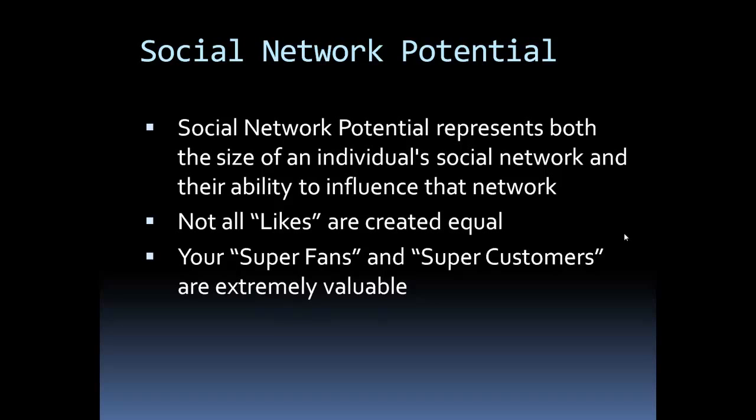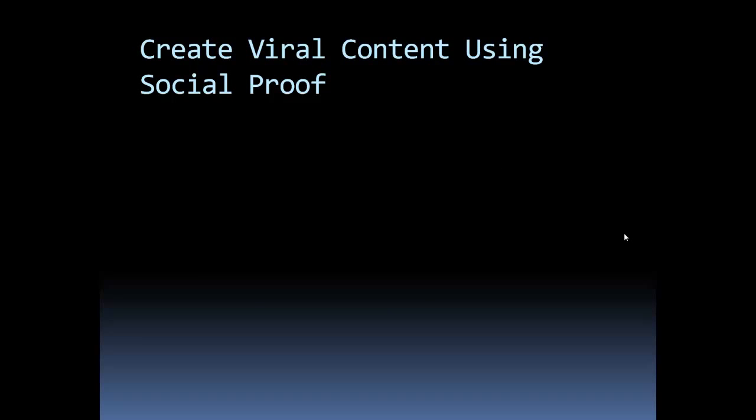Think about Ashton Kutcher for a moment. How large is his network? Millions and millions and millions of people follow him on Facebook and on Twitter, and he has a very strong ability to influence that network. If he recommends you or your product, thousands and possibly millions of people are going to come check you out and probably purchase your product just because he has very high social networking potential. Now, we can't all be Ashton Kutcher, but you most certainly can have super fans and super customers. They're extremely valuable. You need to learn how to find them and cultivate them to help you with your viral growth.